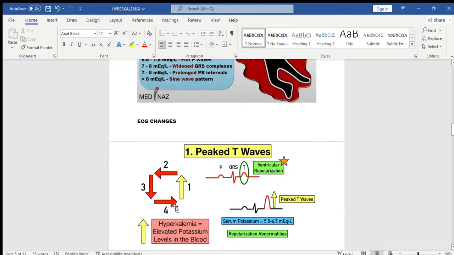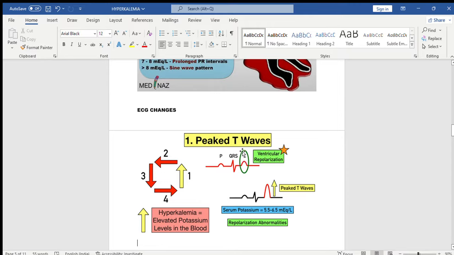So the first change that you see is tall T waves. Now this is a normal ECG. This is a P wave. This is the first positive deflection, followed by a QRS complex, and then you have another positive wave in the form of the T wave. Now the T wave represents ventricular repolarization.